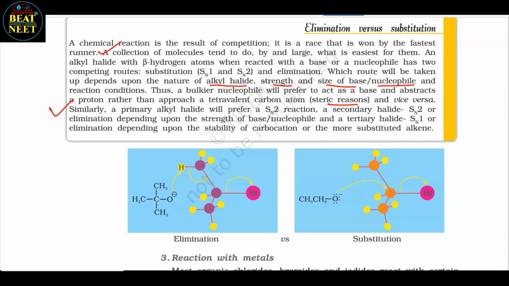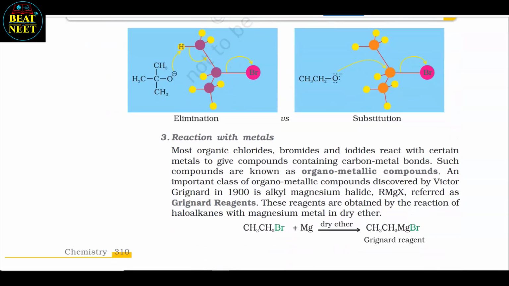Similarly, a primary alkyl halide will prefer an SN2 reaction, a secondary halide SN2 or elimination depending upon the strength of base or nucleophile, and a tertiary halide SN1 or elimination depending upon the stability of carbocation or the more substituted alkene. Here you can see the elimination and substitution.